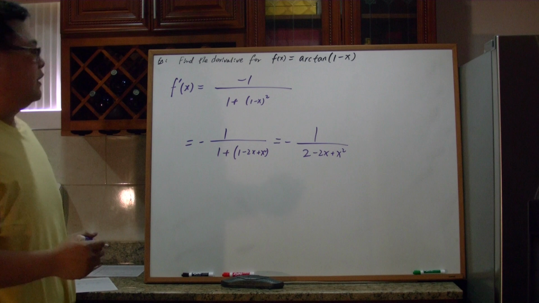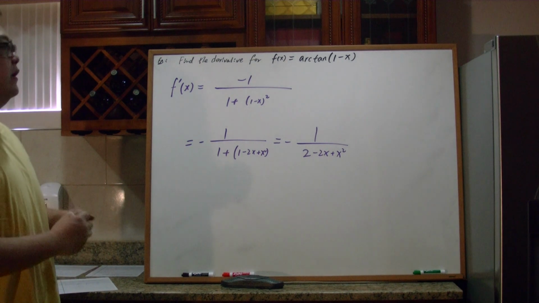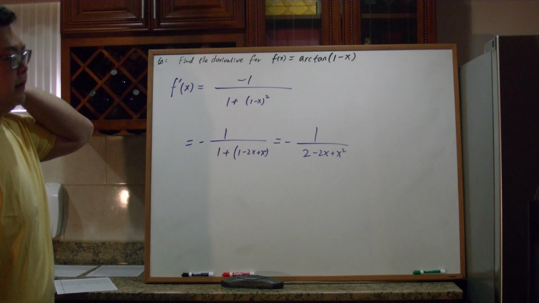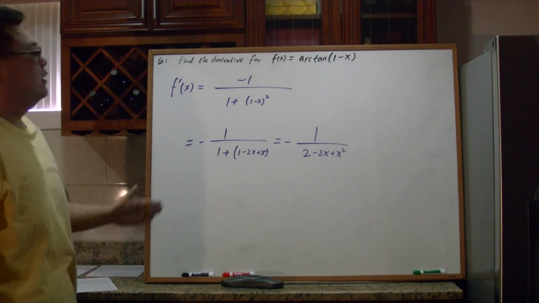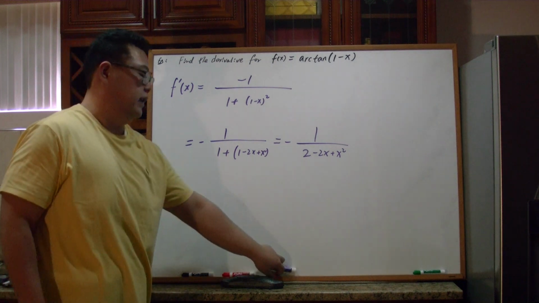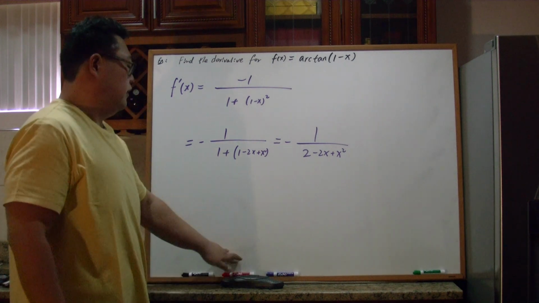Keeping ascending order is also fine. Usually when writing a polynomial, we write it in descending order, which means power from highest to lowest. But ascending order is totally okay, right, to write a polynomial.